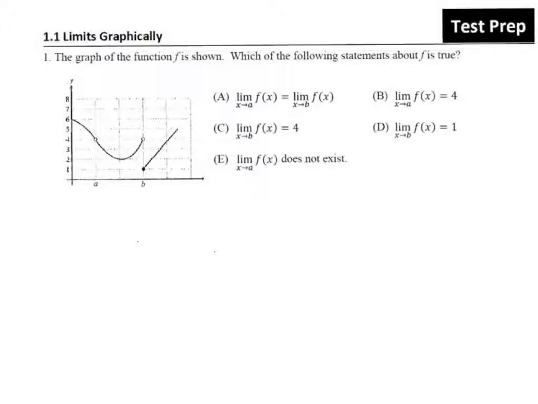a. So the limit as x approaches a of this function, let's see what it equals. If we were to approach a from the left, like so, looks like y is getting closer to 4. If we approach a from the right, it looks like it's still approaching 4. So I think it's reasonable to say this is going to be 4.